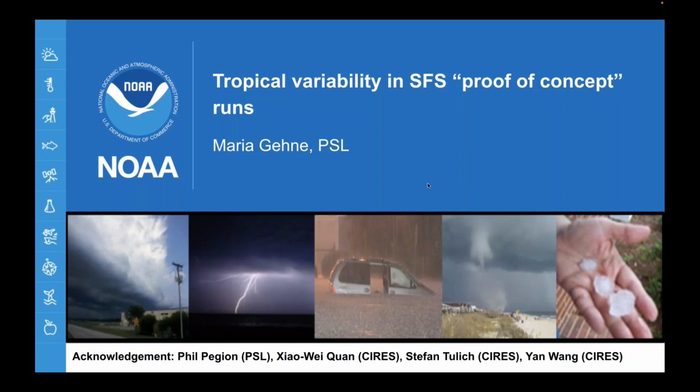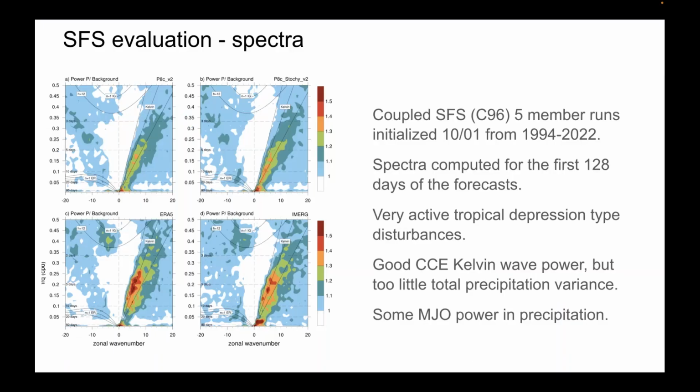Okay, thanks, Lisa. So yeah, these are the proof of concept seasonal forecast system runs, and I want to acknowledge Phil Pegion, Xiaqiong Zhou, Stefan Tulich, and Yan Wang for producing these runs. And can you go to the next slide? So Xiaqiong and Phil ran a 5-member ensemble initialized on October 1st for 30 years, seasonal runs. And I think this SFS is based on the P8 model tag, but it's run at C96, so about 1 degree resolution.